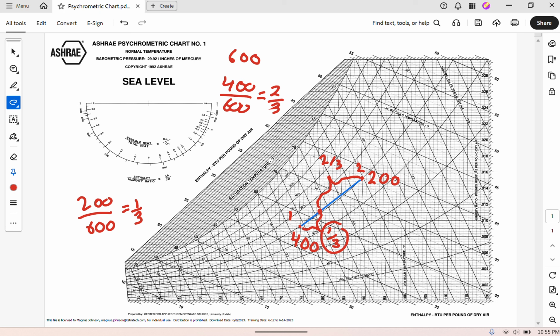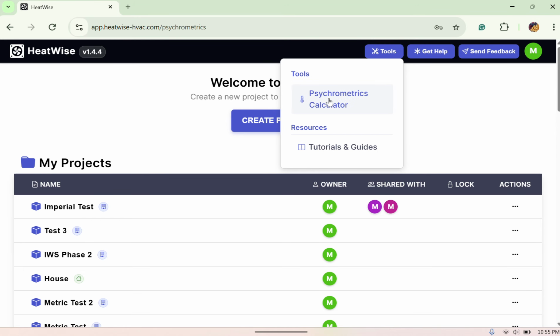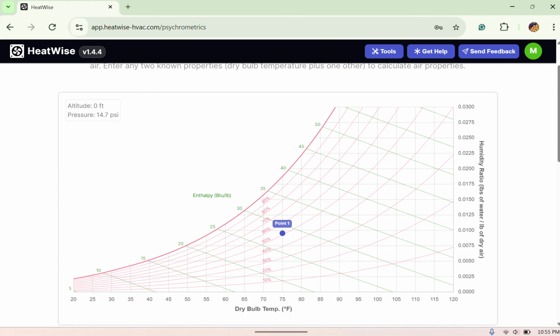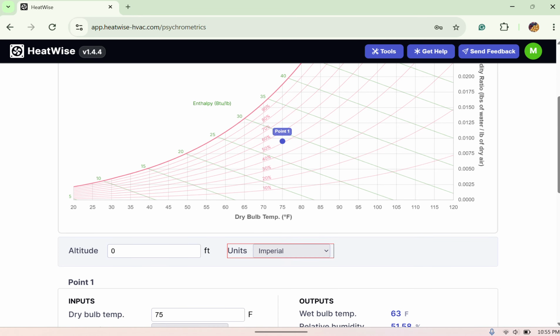So the last item I'll show you here for this video is actually the HeatWise Psychrometrics tool. If we go into our browser here on HeatWise, you can see I'm signed into my HeatWise account. I'm on the app here. Just simply go to Tools at the top and click Psychrometrics Calculator, and you will see a nice psychrometric chart, and we've got a point plotted on it.